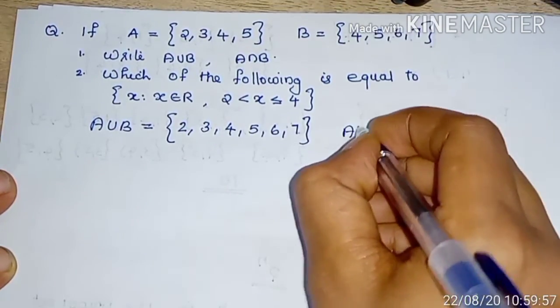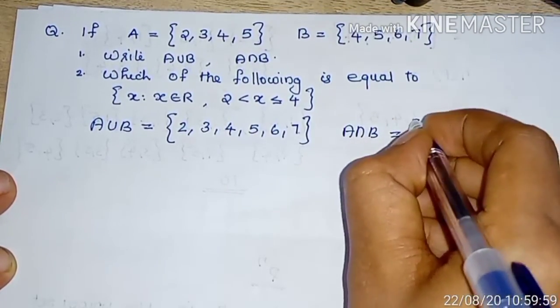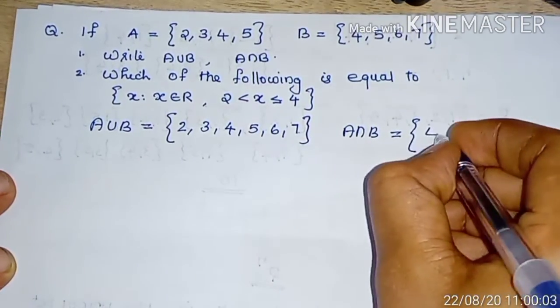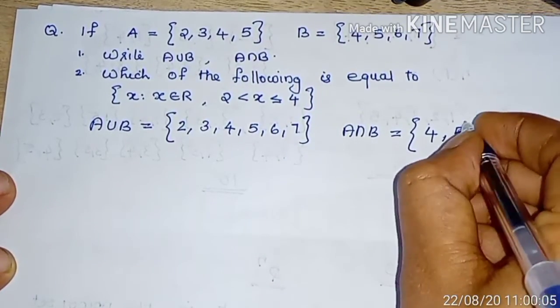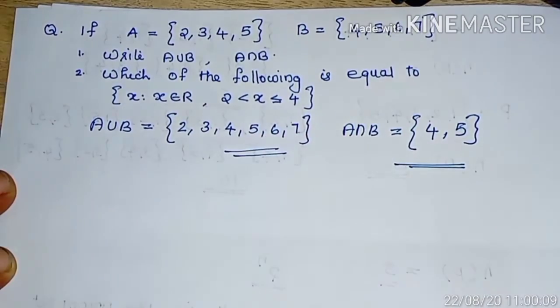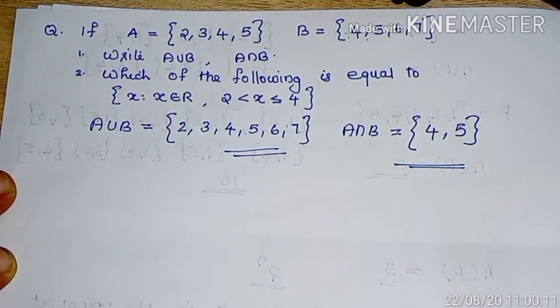Okay. Then, what is A intersection B? A intersection B is the set of all elements in both A and B. Which are they? You can easily find out that 4 and 5. 4 and 5 are in both A and B. So, A intersection B is equal to {4, 5}.